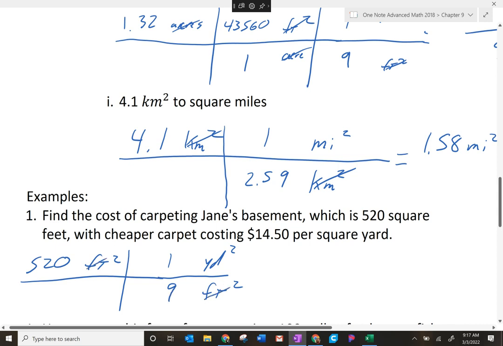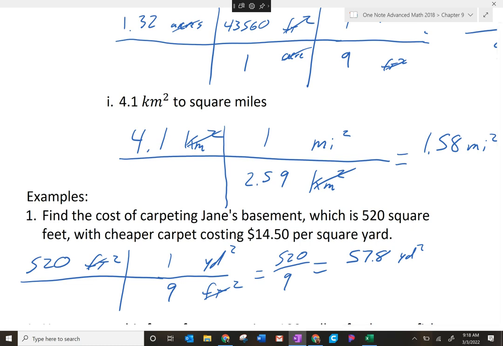So those labels cancel out. I'm left with the only label of square yard there. So I've got 520 times 1 is 520 over 9 on the bottom. And I'll just divide those. My final answer is going to be 57.8 square yards.